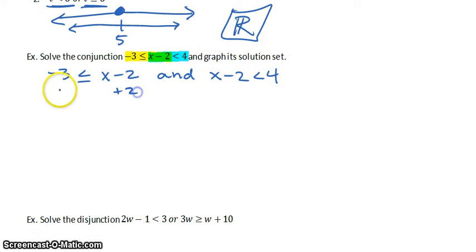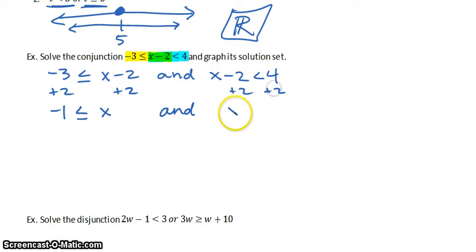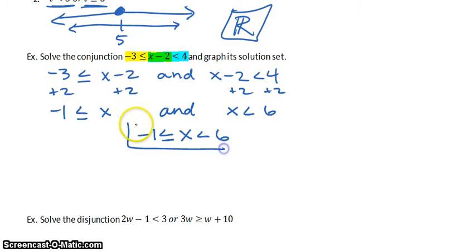I'm going to add 2 on both sides. So then we get -1 is less than or equal to x, and we add 2, and we get x is less than 6. I'm going to combine them back together because that's how they started. So I'm going to say -1 is less than or equal to x, which is less than 6. I'm going to put that as my answer.